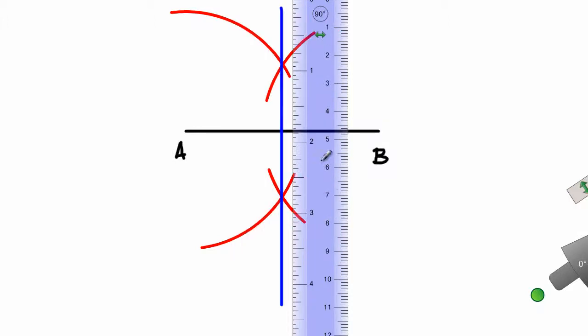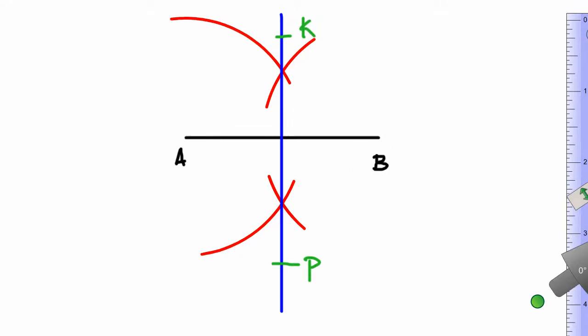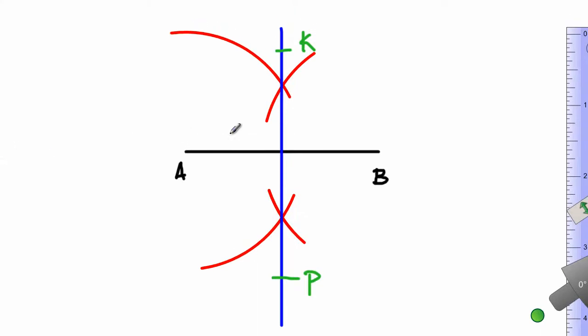Okay, so I'm through with my rule. Let me change my color to green. I can call the blue line PK. Let's just pull this down a bit so that we can see what is happening. Now I can say that the line PK is the perpendicular bisector of the line AB, because PK cuts AB into two equal parts.